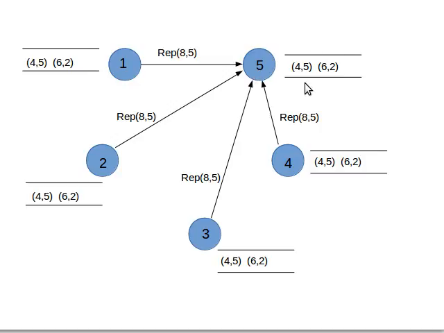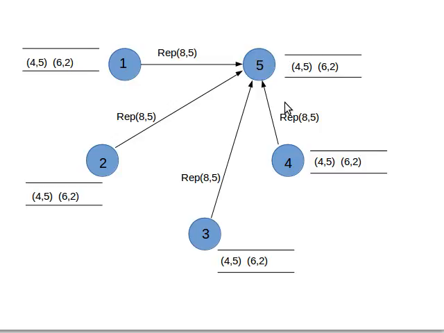Now site 5 is in the front of the queue. Whichever site is at the front of the queue, if it is holding all the reply messages, then it can enter into the critical section. So now site 5 is holding all the reply messages, and site 5 is at the front of the queue. So site 5 can enter into the critical section.